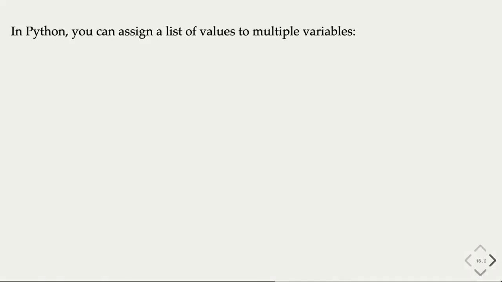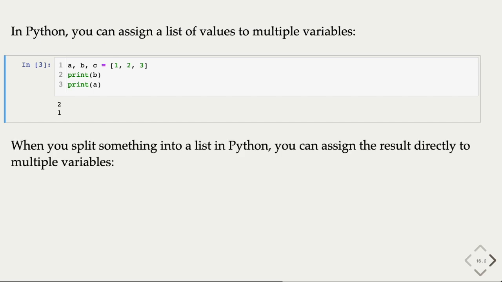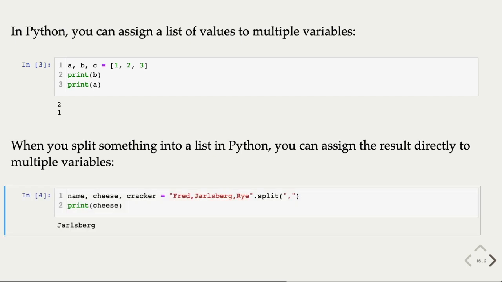In Python, you can assign a list of values to multiple variables. For example, you can assign 1, 2, 3 to variables a, b, c. So when you split something into a list in Python, you can assign the result directly to multiple variables, like this.